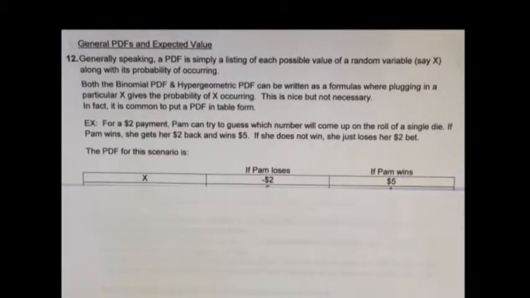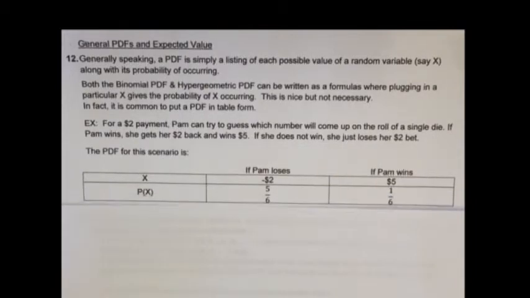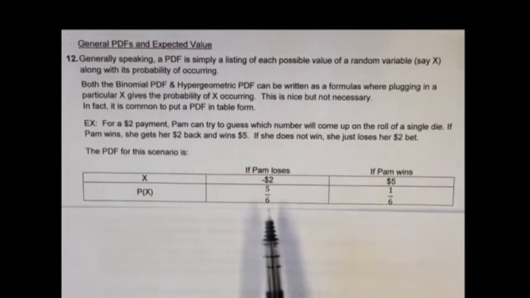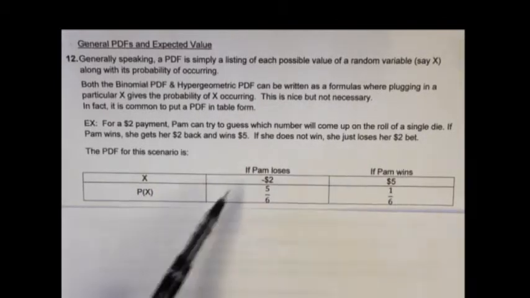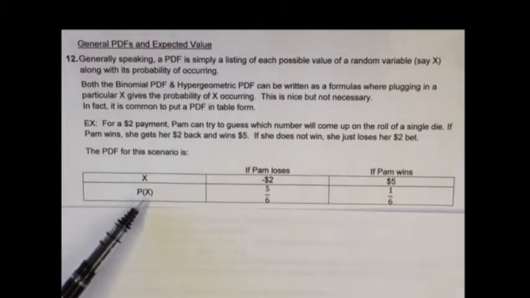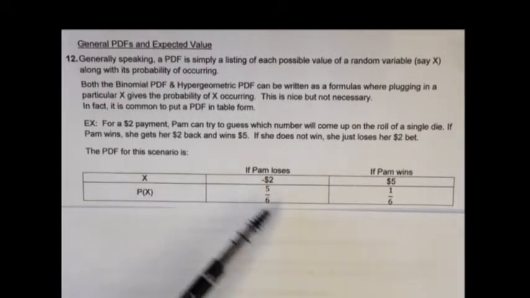Now what's the probability of that happening? Well, on a die roll, if she's guessing one of the 6 numbers, she has a 1/6 chance of getting it right, which means she has a 5/6 chance of missing it. So the X values are the expected winnings for Pam, and the probability of either of those two things occurring is given right below. That's a perfectly normal PDF. It's not given as a formula, but it's given as a table.